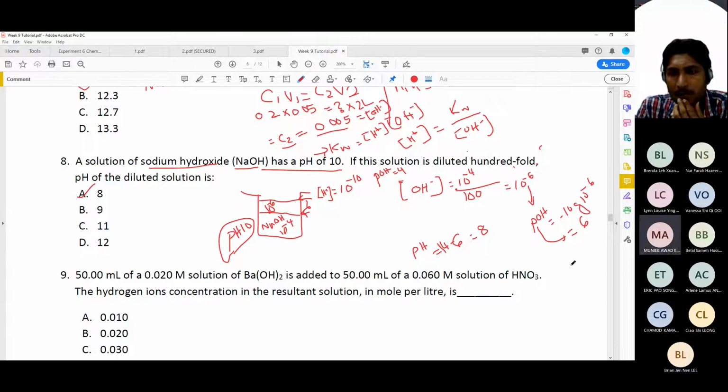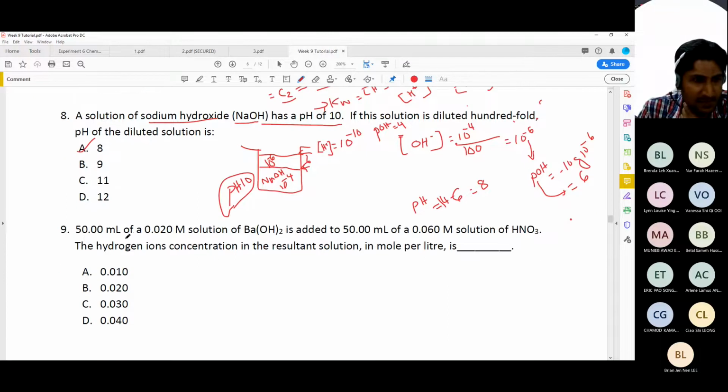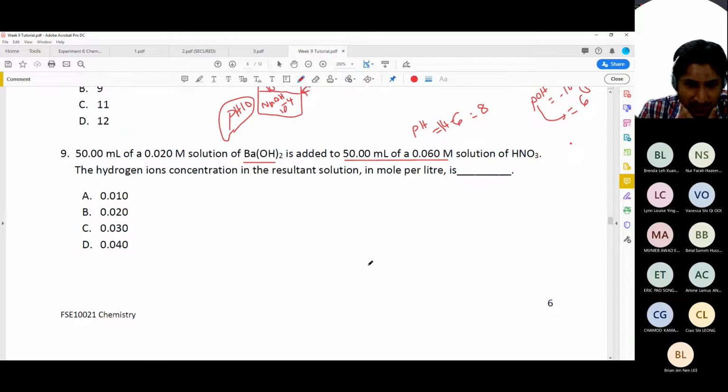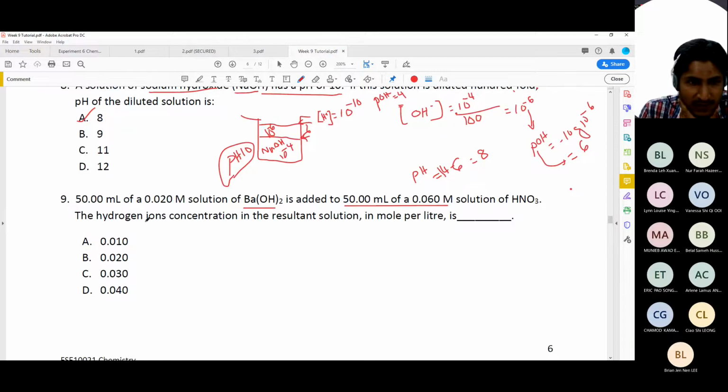Yes. All right. Okay, so question number 9, it says that 50 milliliter of 0.02 molar solution of barium hydroxide is added to 50 milliliter 0.6 molar solution of nitric acid. The hydrogen ion concentration of the resultant solution in moles per liter. Moles per liter does not ask us to do anything with pH, but if we can find the moles per liter, we can just use the calculator to find it in 1 second.